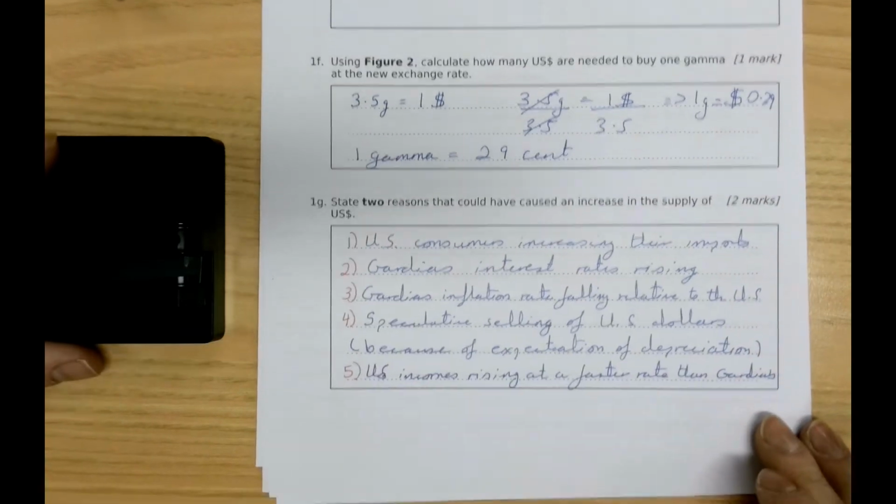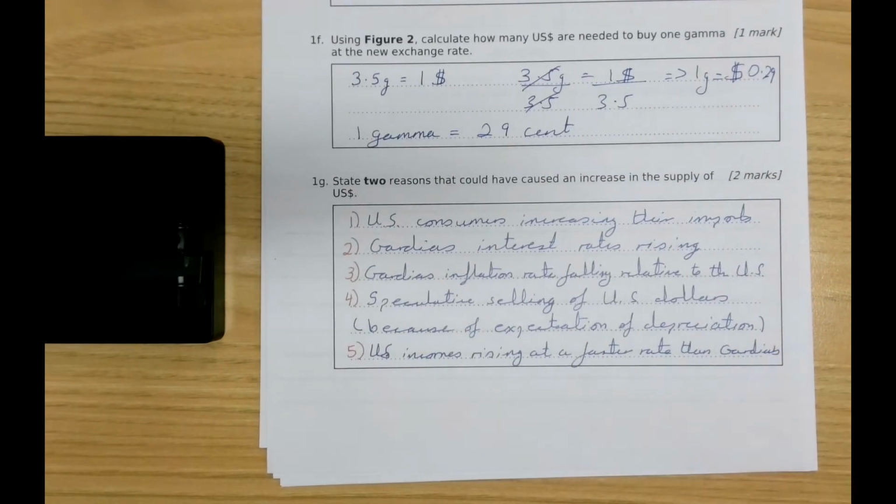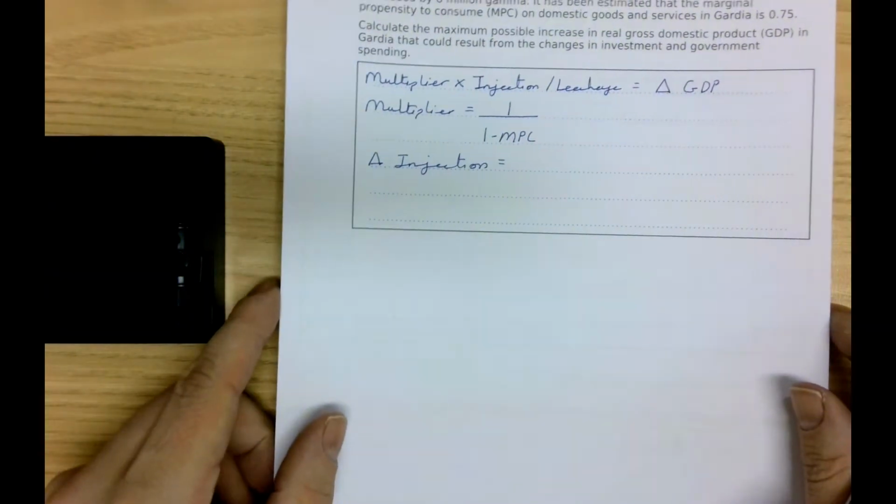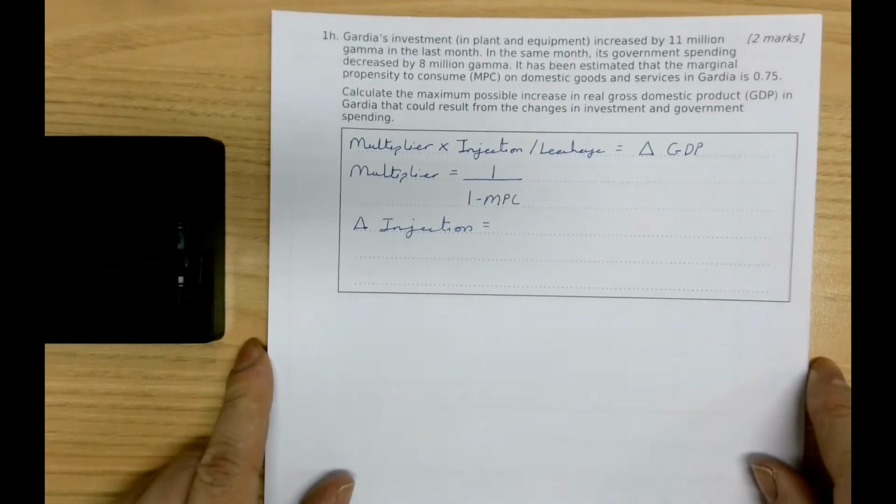Now, next one: state 2 reasons that could have caused an increase in the supply of USD. Well, we already said it had, so let's have a look. US consumers increasing their imports, Guardia's interest rates rising, Guardia's inflation rate falling relative to the US, speculative selling of US dollars because of expectations of depreciation, and US incomes rising at a faster rate than Guardia's, so we're buying more from them because our taste for imports tends to rise as a nation as our incomes rise, and that is true.